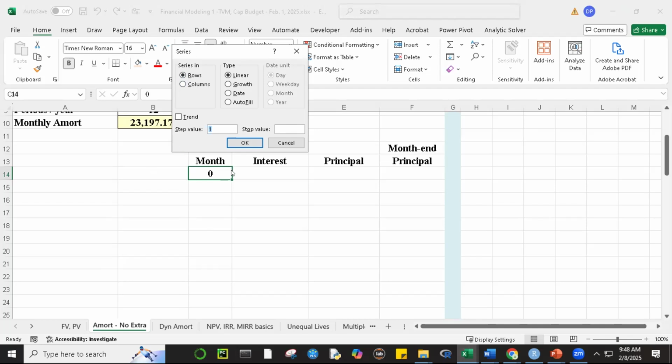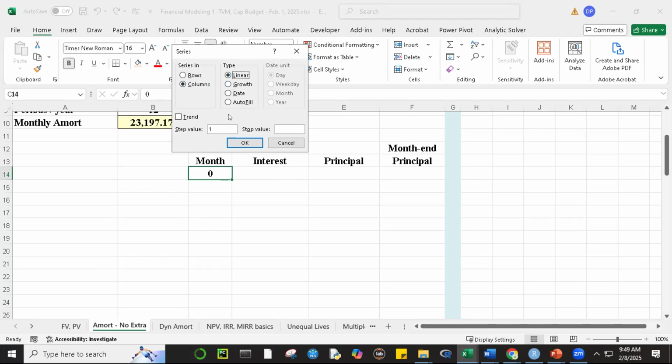If it's in rows, then it will record the numbers going this way. If it's in columns, then it will record the numbers going down. So we're interested in generating a series in a column. There you can have types here: linear, growth, even date. If you press date here, it will ask you, is it daily, weekday, etc. For now, it's a linear type that we want.